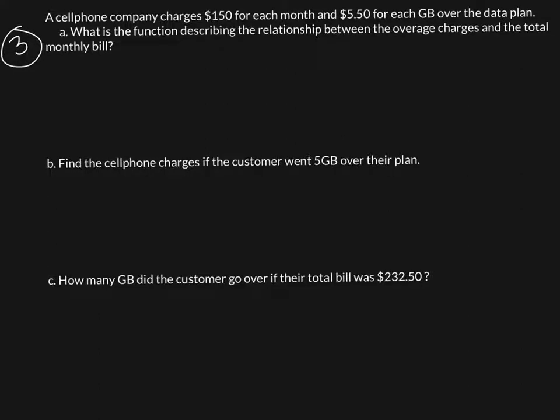All right, last one. A cell phone company charges $150 each month and $5.50 for each gigabyte over the data plan. What is the function describing the relationship between the overage charges and the total monthly bill? Again, we're going to use our same formula.